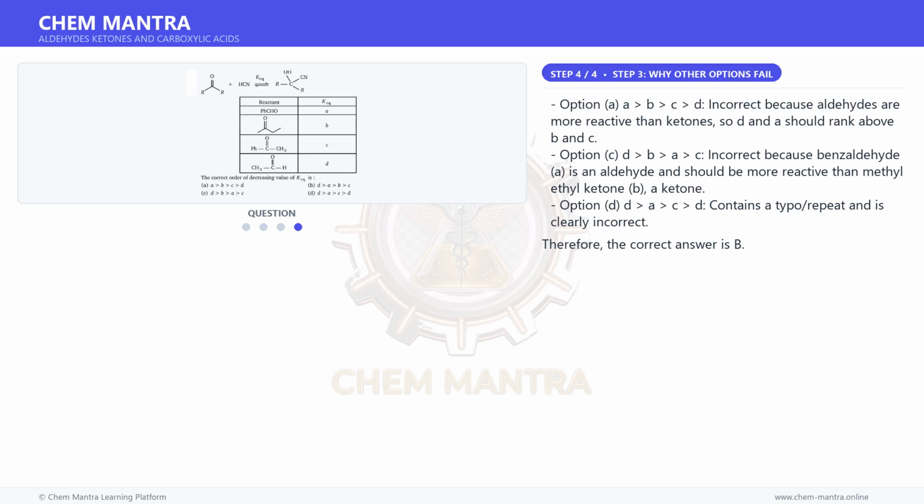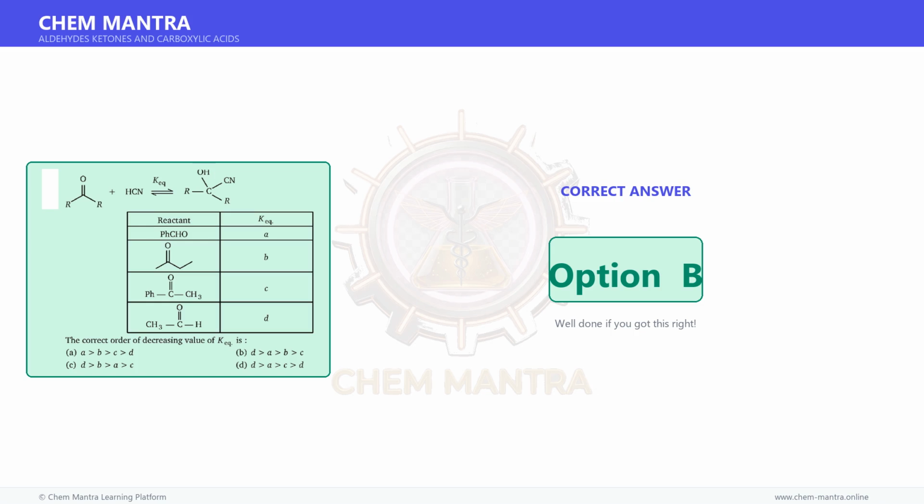And for the final step. Option A, B, C, D is incorrect because aldehydes are more reactive than ketones, so D and A should rank above B and C. Option C, D, B, A, C is incorrect because benzaldehyde, A, is an aldehyde and should be more reactive than methyl ethyl ketone, B, a ketone. Option D, D, A, C, D, contains a typo and repeat and is clearly incorrect. Therefore, the correct answer is option B.